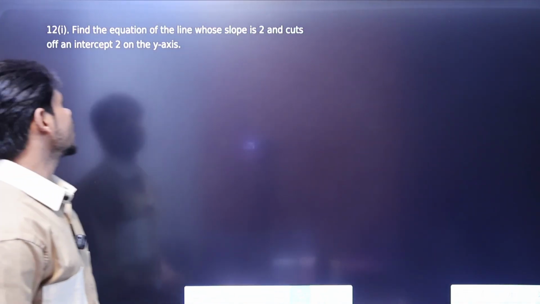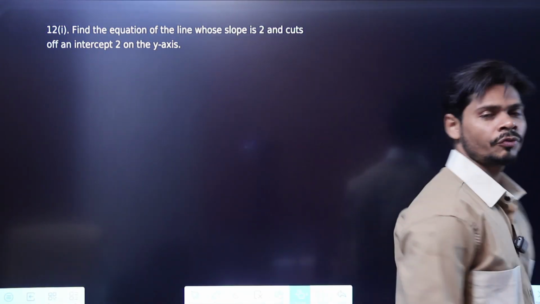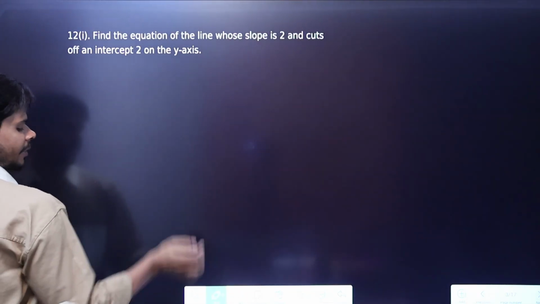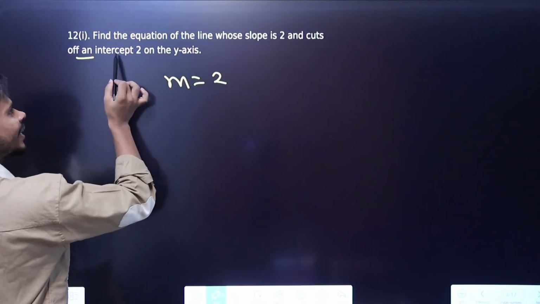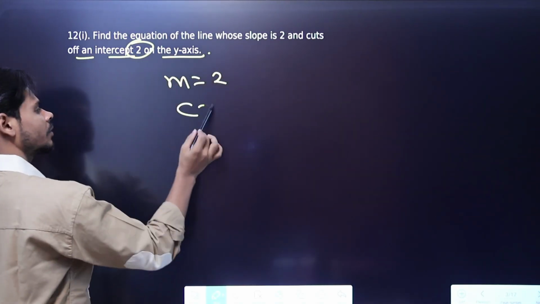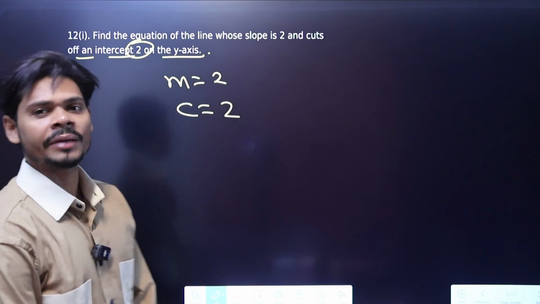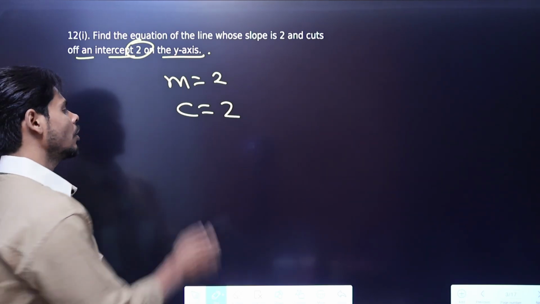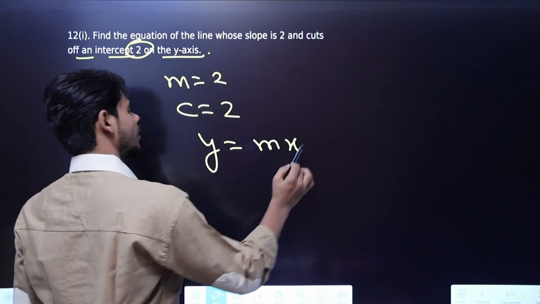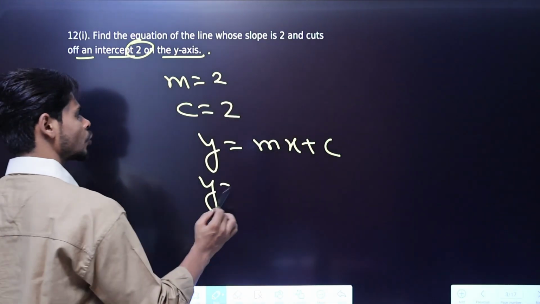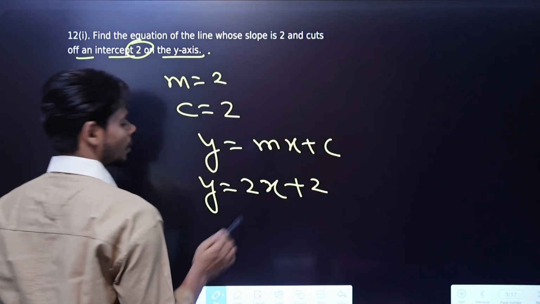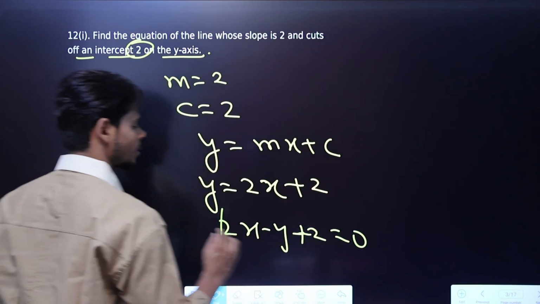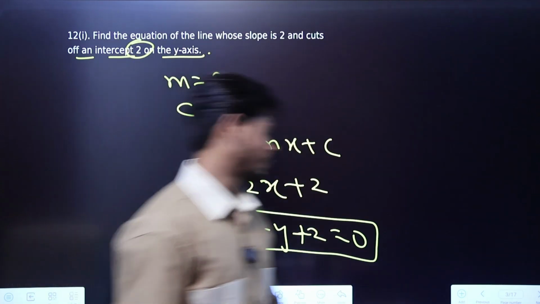Here, find the equation of the line whose slope is 2. We are given the slope, it means we are given m simply. So m is 2, and it cuts off an intercept 2 on the y-axis. It means we are given c. Because we are given slope as well as y-intercept, we can use the slope intercept form, y is equal to mx plus c. So y as it is, slope is 2, x as it is, plus 2. Also you can write it as 2x minus y plus 2 equal to 0. I just transposed this y to the right hand side, nothing else, right? So this is your final equation.